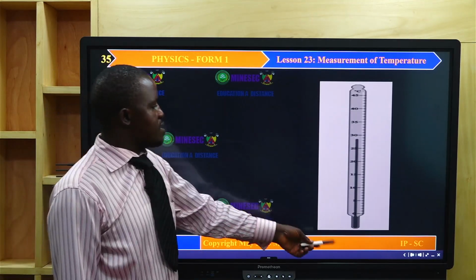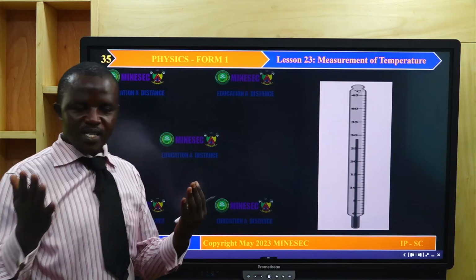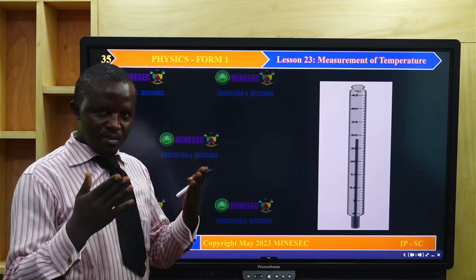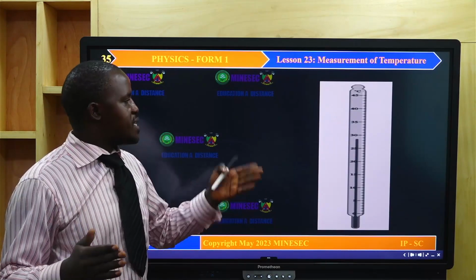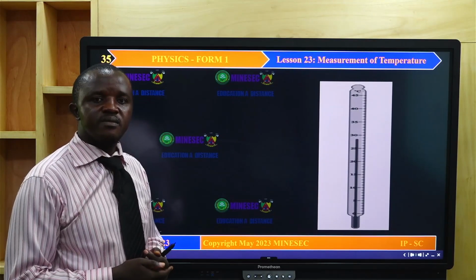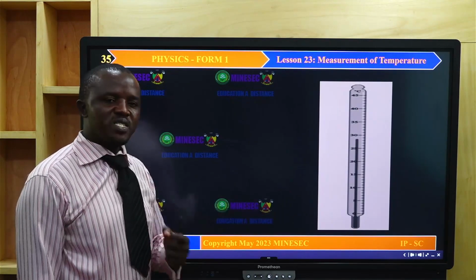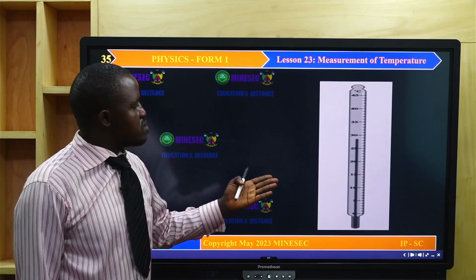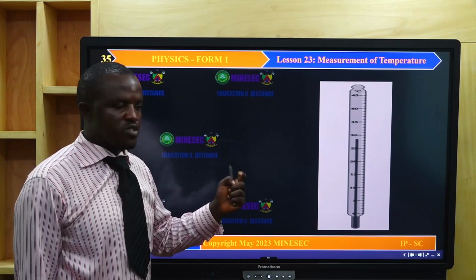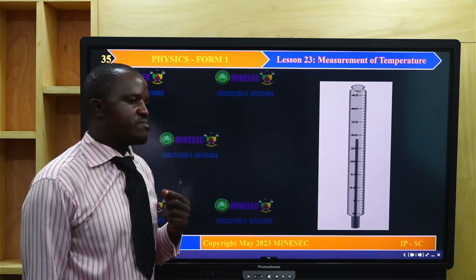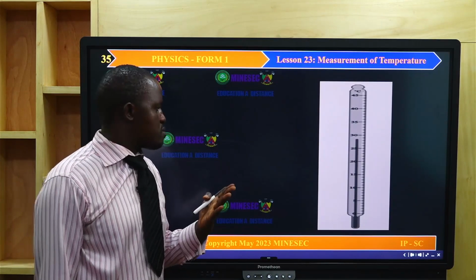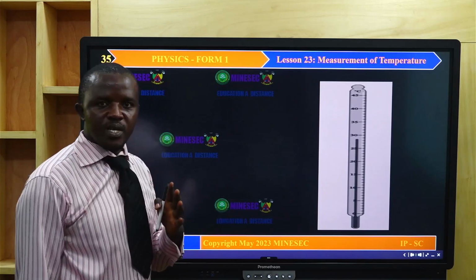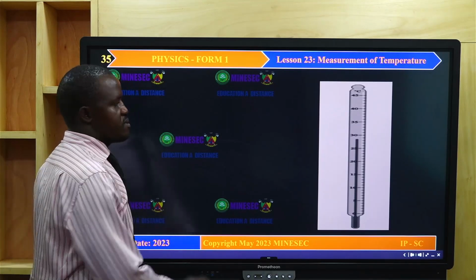So you observe here, first of all, when you look at it, try to observe the smallest scale division and then see how you can proceed to read. So we look at this one, which is the smallest unit or scale division. What is the equivalence of one scale division here? Is it one unit or is it something else? It's really important for you to get to know that.